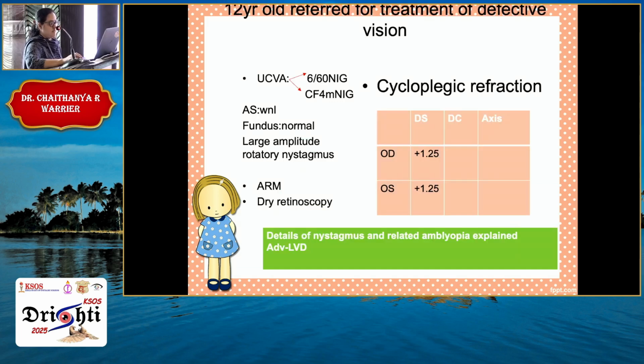A 12-year-old girl was referred for treatment of defective vision. Uncorrected visual acuity was 6/60 and counting fingers at 4 meters, not improving. The reason was large amplitude rotatory nystagmus, and cycloplegic refraction was normal. So here we need to manage with a low vision device, and we need to explain it is not related to the refractive error, the cause is the nystagmus.